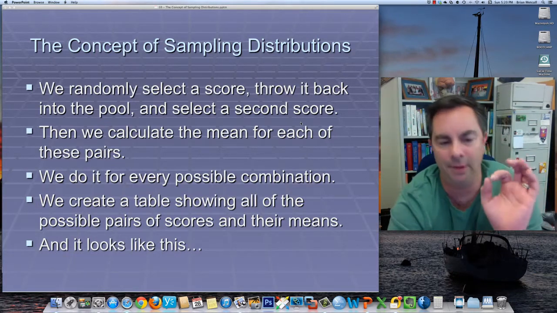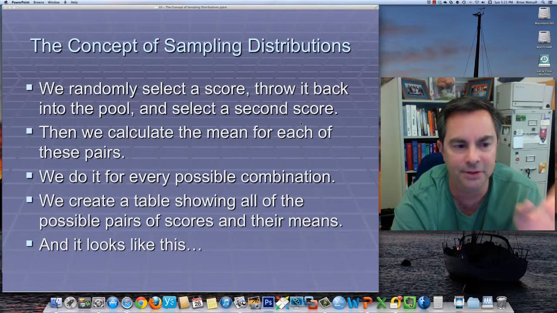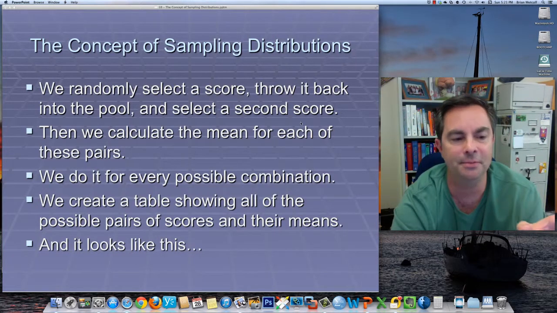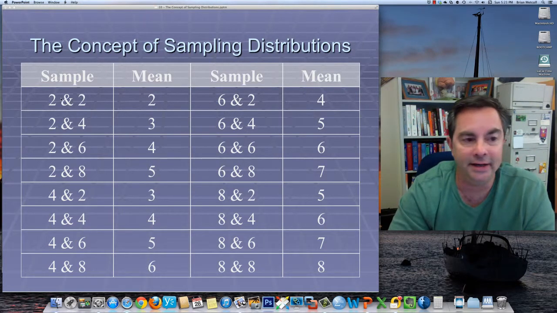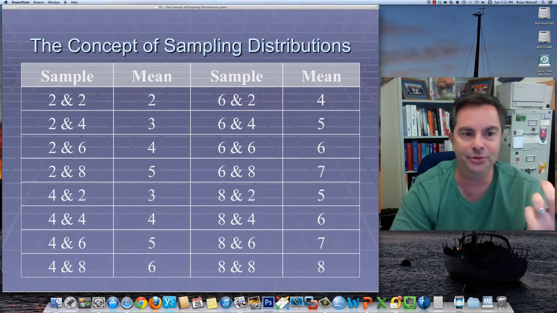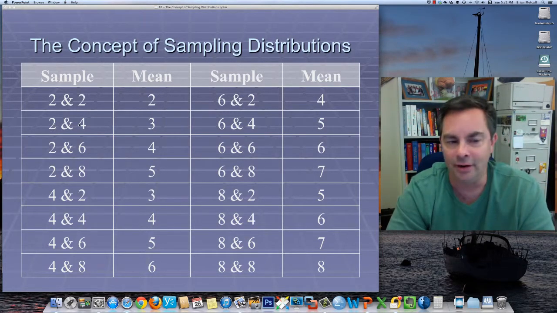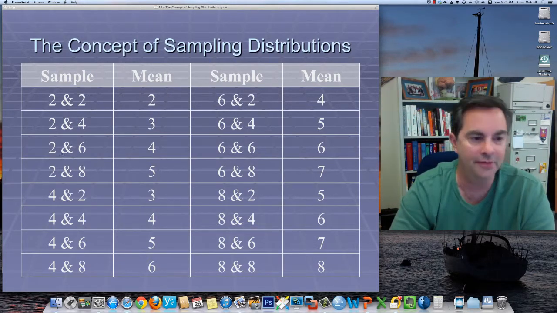Now, I'm jotting them down and ignoring any repeats, just doing that for every possible combination. And I'm going to make a table showing all the possible scores of their means, and here it comes. Here they are. In this sample, I drew the 2, threw it back, and I happened to draw it a second time. Calculate the mean of 2 and 2, and that is, of course, 2. Here I drew the 2 and the 4, and the mean of 2 and 4 is, of course, 3. I could do the 2 and the 6, and the mean is 4, and so on.